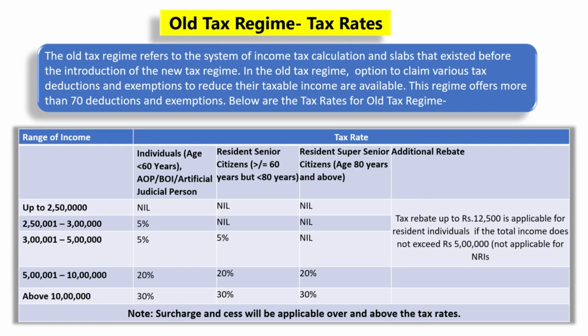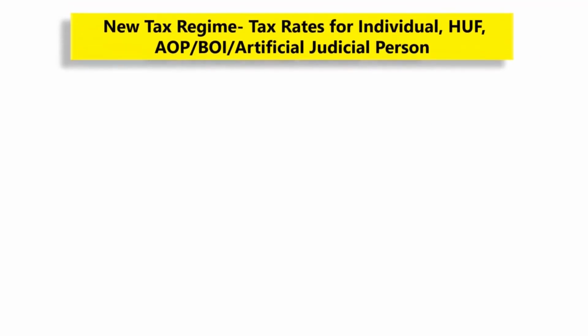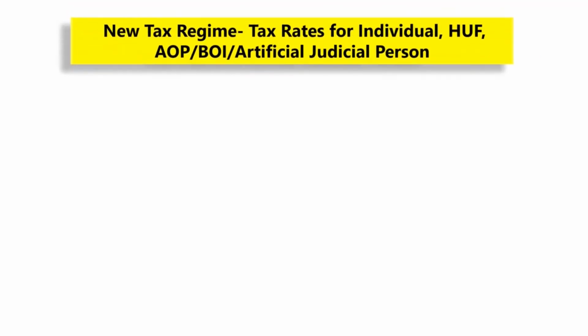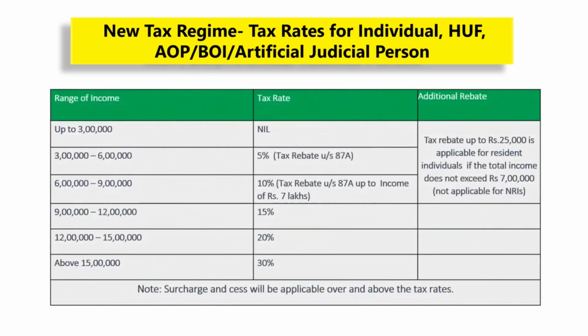exceed Rs 5 lakhs. Now let us see the tax rates which are applicable in the new tax regime for individuals, HUFs, association of persons, body of individuals and artificial judicial persons. The basic exemption limit is up to Rs 3 lakhs and additional tax rebate is available up to Rs 25,000 for resident individuals if the total income does not exceed Rs 7 lakhs.